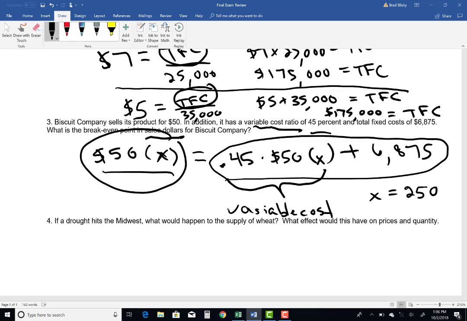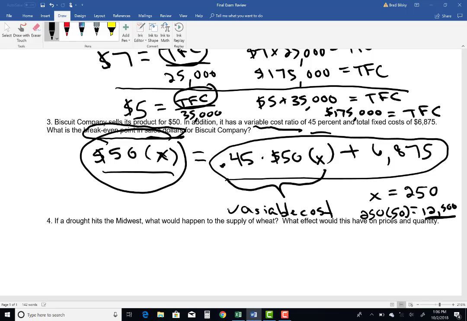Notice this question's asking for the break-even point in sales dollars. So just a little extra step. Well, we know what sales dollars are because we have our units sold, 250, and we take that times how much we're selling each unit for. Well, our total sales in that case, we just multiply those numbers out, and that'll give it to us. And we should get 12,500, I believe, for that.